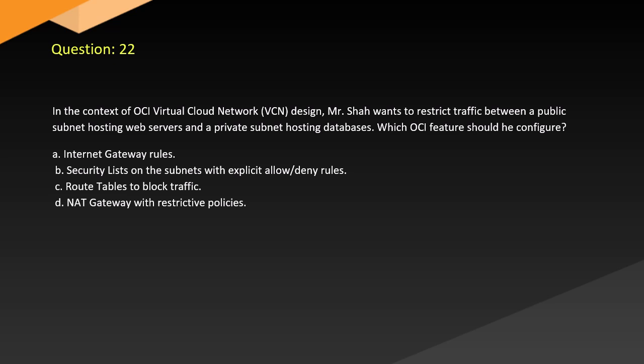Question 22. In the context of OSI Virtual Cloud Network (VCN) design, Mr. Dista wants to restrict traffic between a public subnet hosting web servers and a private subnet hosting databases. Which OSI feature should he configure? A. Internet gateway rules. B. Security lists on the subnets with explicit allow and deny rules. C. Route tables to block traffic. D. NAT gateway with restrictive policies.